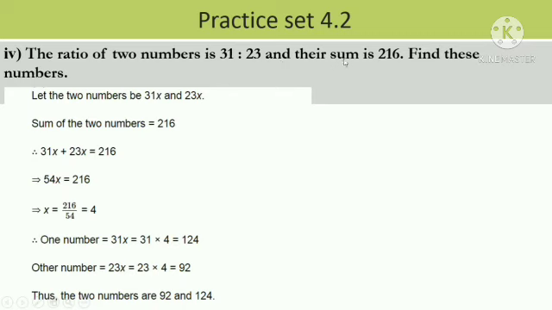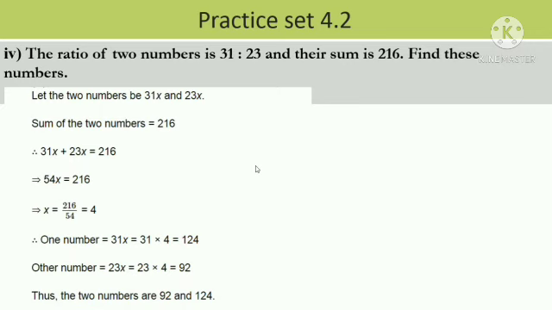Find the numbers, and their sum is 216. The sum of the two numbers is given as 216, and we have to find these numbers. So let us consider the two numbers to be 31x and 23x. We have already taken the common multiple, so we can write 31x and 23x.